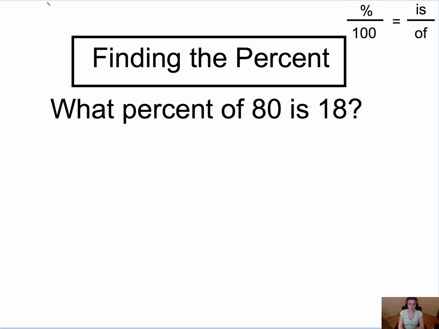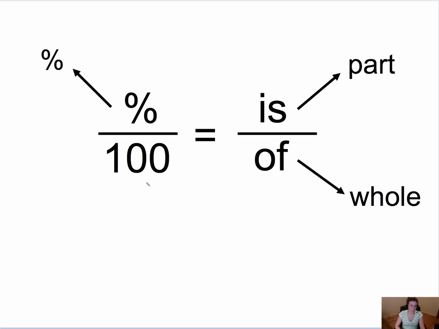So now let's use that to solve one of these problems. Here we are finding the percent. Obviously, let me go back for a second. Obviously there's three things that could be missing. Either you're going to be missing the percent, and they'll give you the is and the of, or you'll be missing the is, and they'll give you the percent and the of, or you'll be missing the of, and they'll give you the percent and the is. The 100 always stays the same, so there's no changing that.